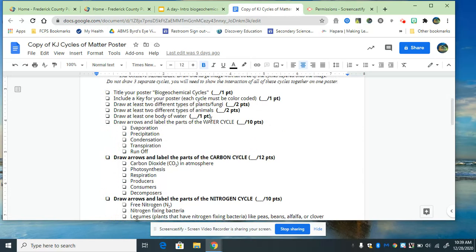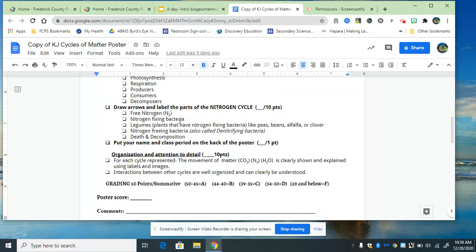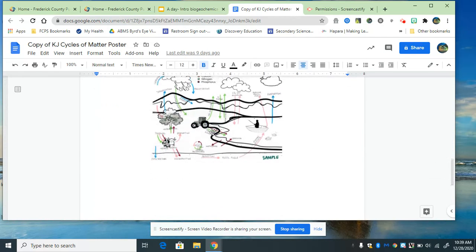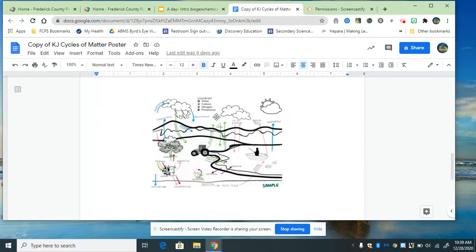So to get started, you're going to do the water cycle, and for an example, this is how you do it. So you're going to make a key. You could do water cycle as blue. So after you draw the water cycle, then you're going to draw arrows in blue showing the movement of water through that ecosystem.